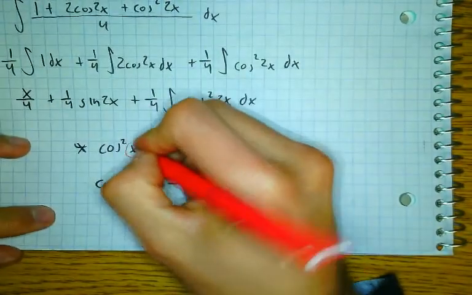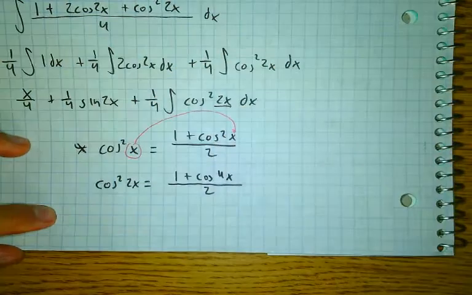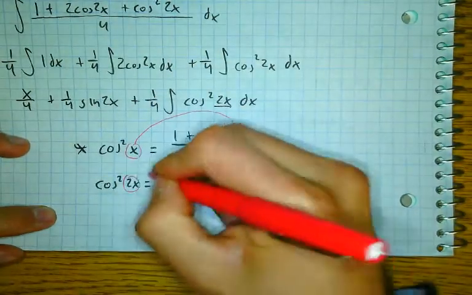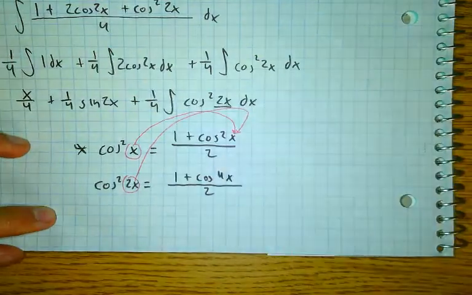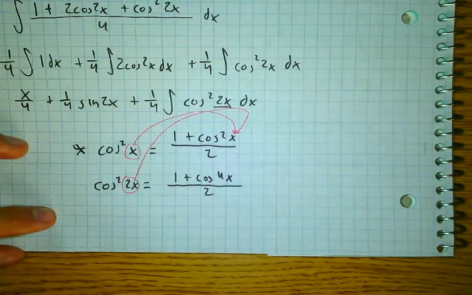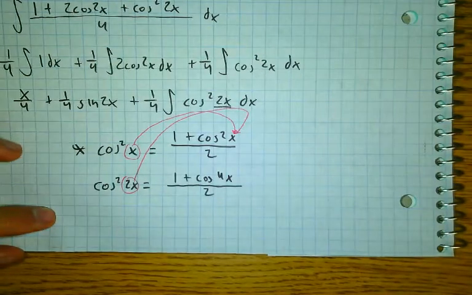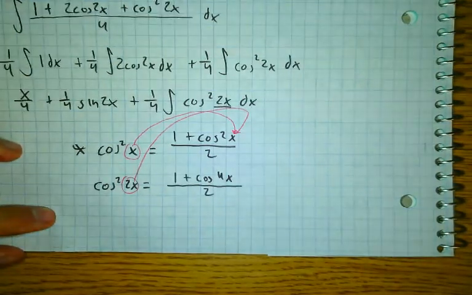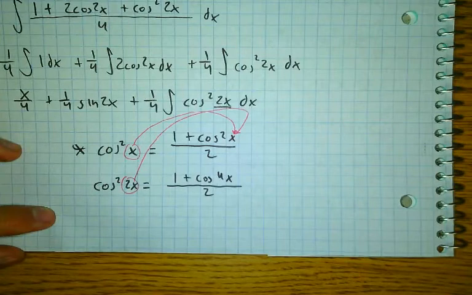Think this through, guys. If I have an x here, then that means I have an x there. So if I have a 2x here, that means I have a 2x there. 2x times 2 gives you the 4. Yes? That's the reason why. So what would it be if I had cosine squared 3x? 1 plus cosine 6x over 2.